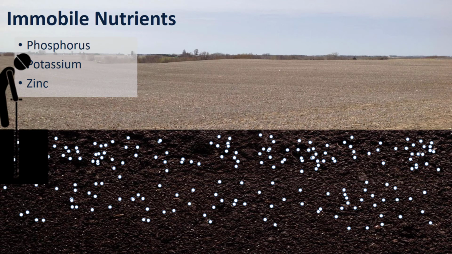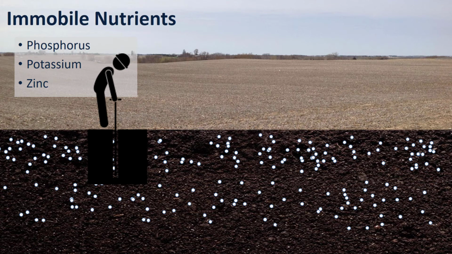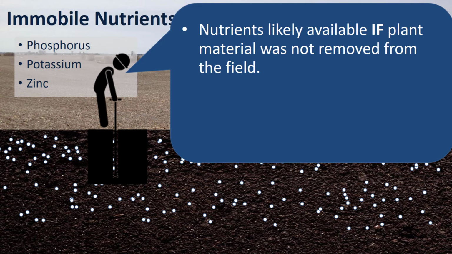So as we think about sending out our soil sampling crew, whether or not to, there's a few things that we need to consider, and here are a few of them. First of all, if we applied those nutrients, as you can see from our demonstration, those nutrients are likely still available unless we removed a crop from the field. So if we planted cover crops and then hayed and removed them, we could have also removed some of those immobile nutrients from the field. Otherwise, we can assume that they're still there.